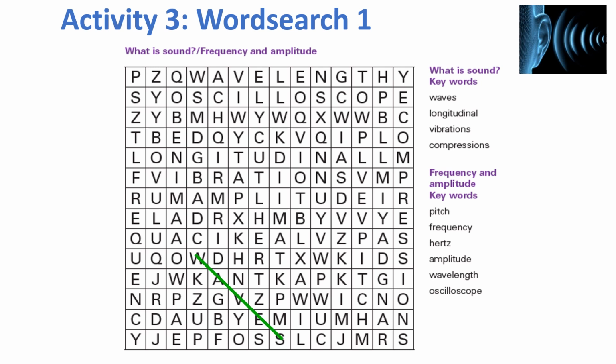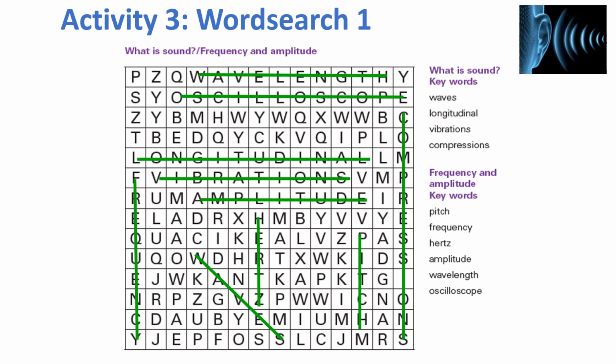So we have waves, longitudinal, vibrations, compressions, part of the longitudinal wave. Then we have the word pitch, how high or low a note is. Frequency is a measurement of the pitch, and that's measured in hertz, how many vibrations a second. Amplitude is the height of the wave. Wavelength is the length of the wave, and oscilloscope is the instrument we looked at to see sounds. You may want to pause the video and get those answers down.